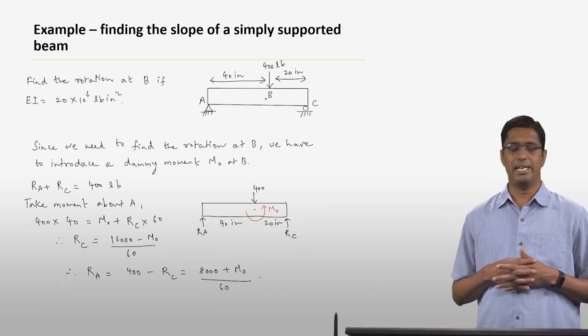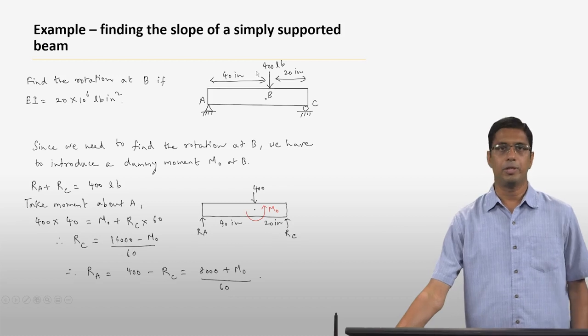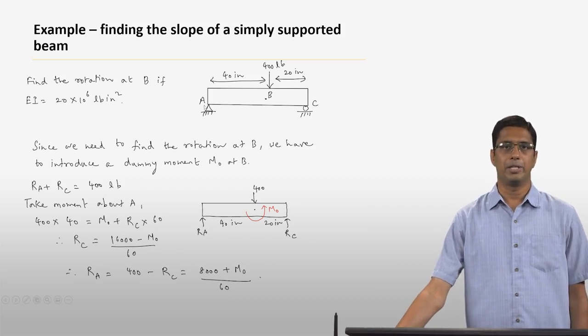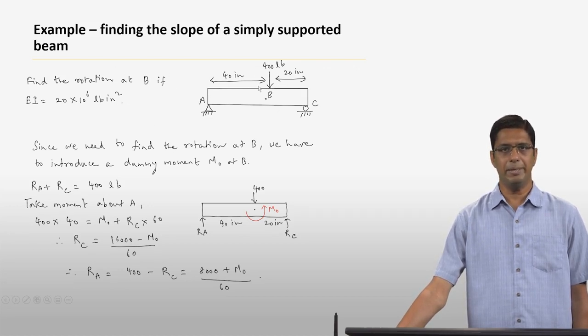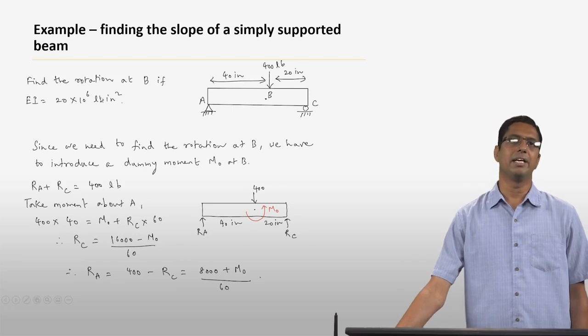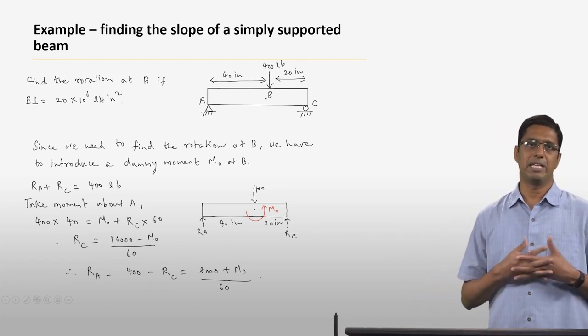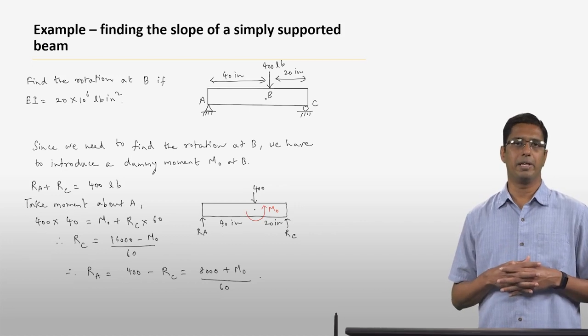Okay, so let's look at first the example of finding the slope of a simply supported beam. In this case, you essentially have a simply supported beam here that is supported at point A and point C, and you have a 400-pound force acting at this point B. The point B is 40 inches from A and 20 inches from C. And we are asked to find the rotation at point B, given that the bending rigidity of this beam is 20 times 10 to the 6 pound inch square.